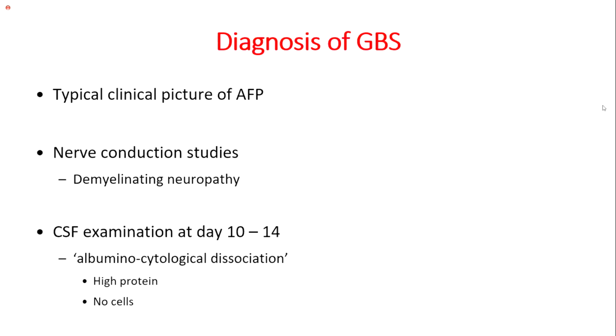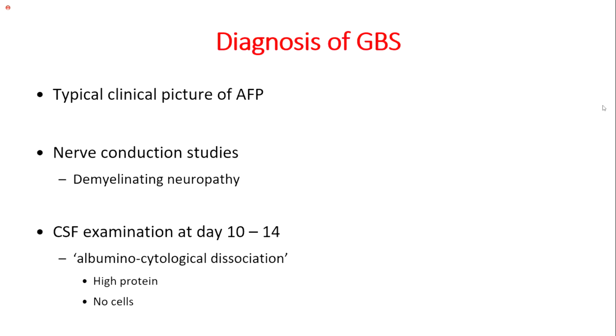Okay. The normal CSF protein is 20 to 40 milligram per deciliter. Here the protein will be elevated. It will be more than 40 milligram per deciliter. But no cells. So that is what is typical. But again, there's a problem here. There's a catch. The CSF change occurs only 10 to 14 days after the onset of illness. So its clinical utility is very little.